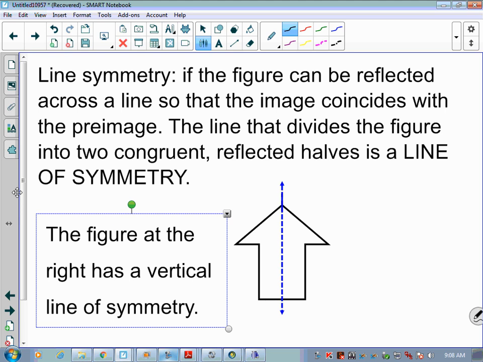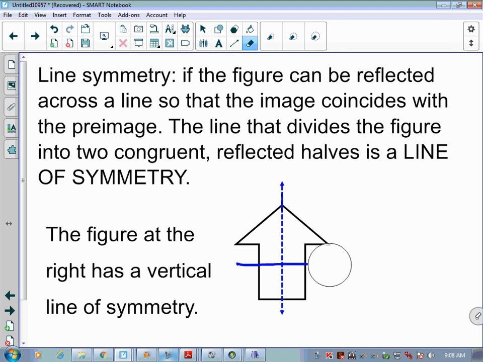So the figure at the right has a vertical line of symmetry. Are there any other lines of symmetry that I can draw with that figure? Just a simple yes or no. No, right? I can't create a line, let's say here, fold it across that line and it match up, right? Right, it won't work. All right, so that's an example of line symmetry.